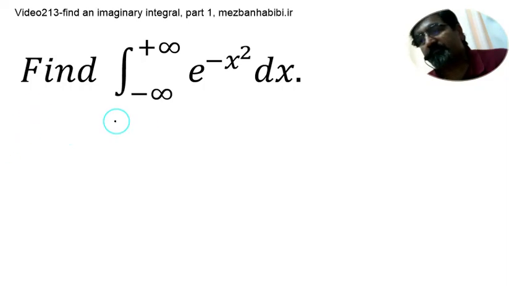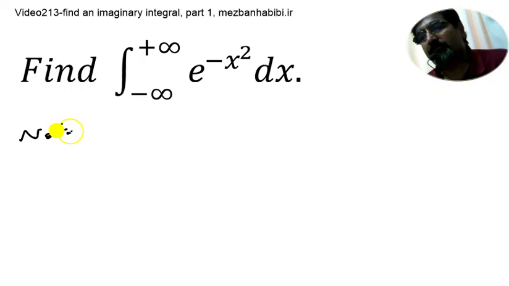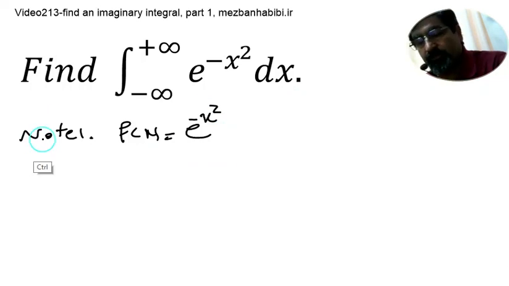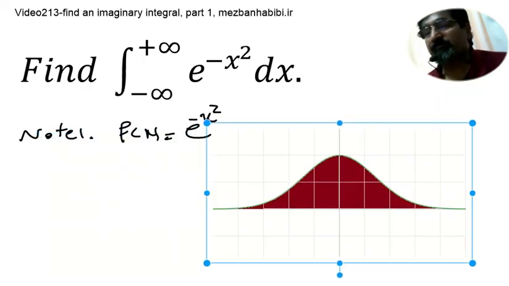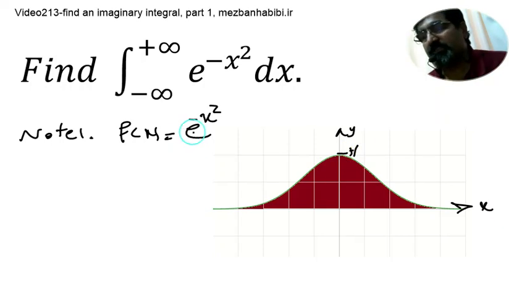Again, the problem is to find this integral. Note 1: If f of x equals e raised to negative x squared, then the diagram of this function looks like this, with axes x and y. The maximum value of f is 1, which is e raised to 0.